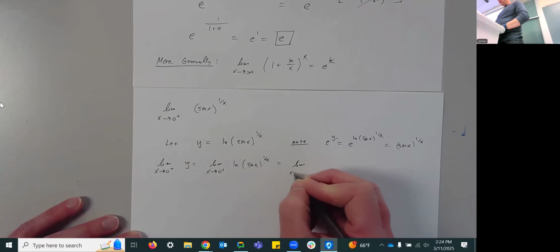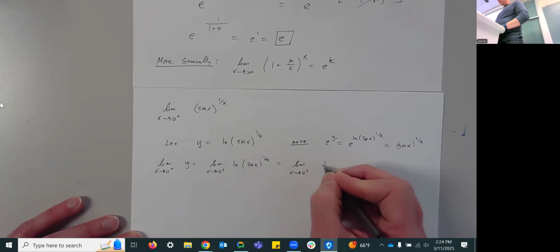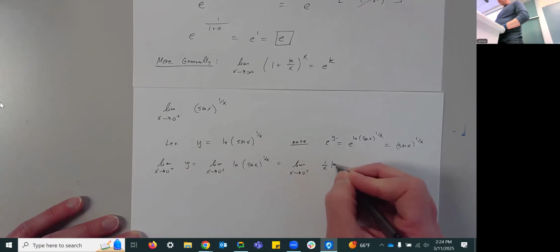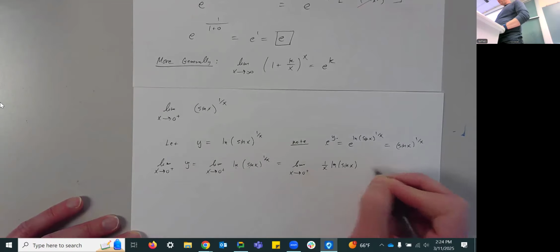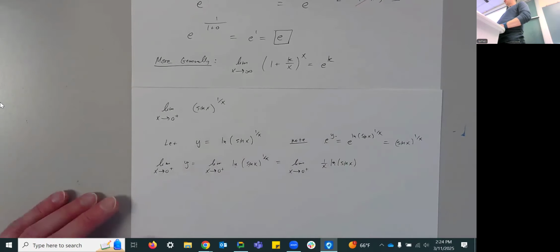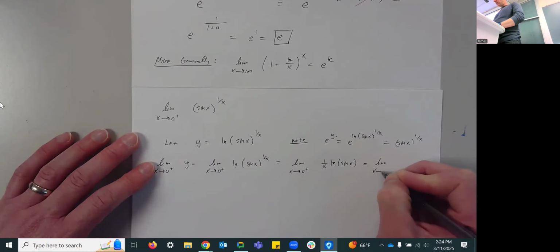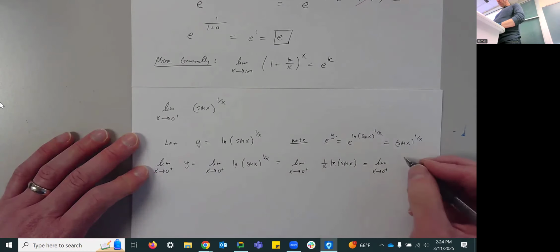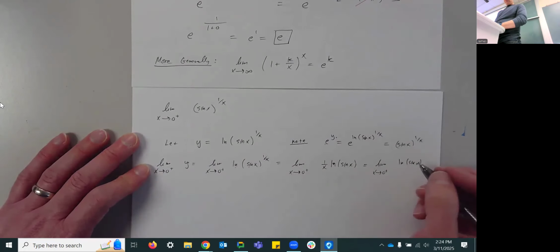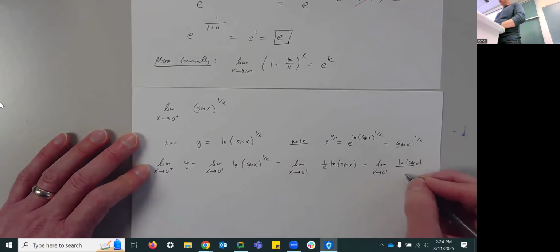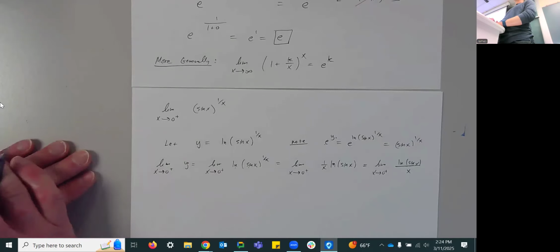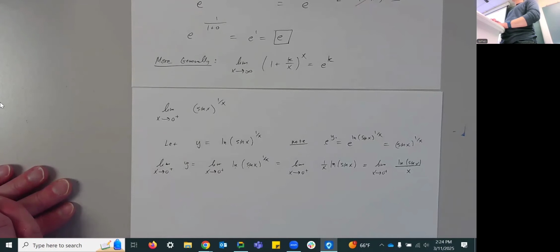So then we're going to bring down the 1 over x in front times the natural log of sine of x. And really here, I already have the quotient. I just didn't write it that way. I should really have written this as the limit as x approaches 0 of the natural log of sine of x over x. And there's a reason I didn't write this as one of my indeterminate forms, because it's not.